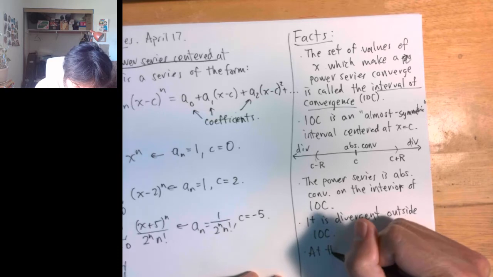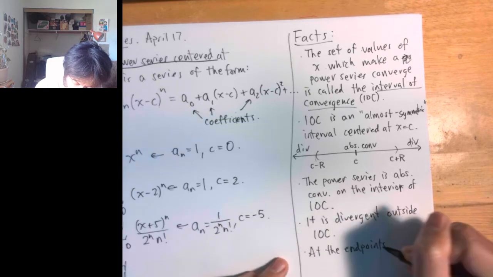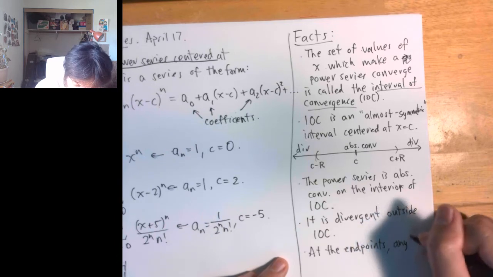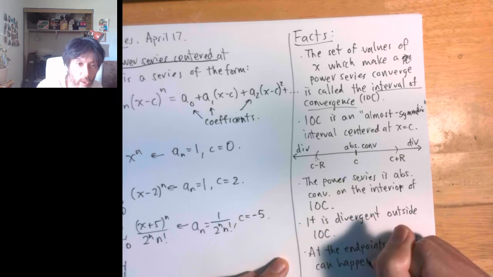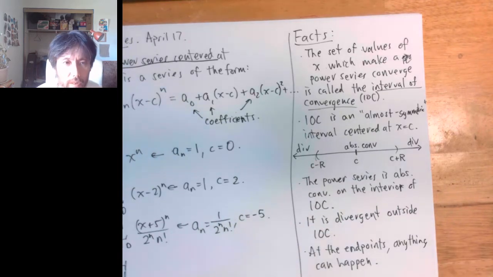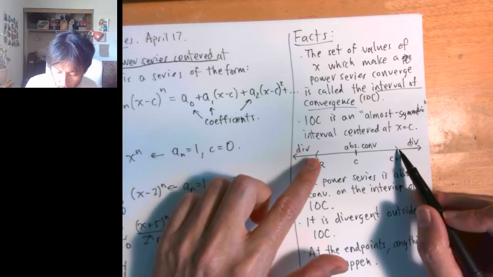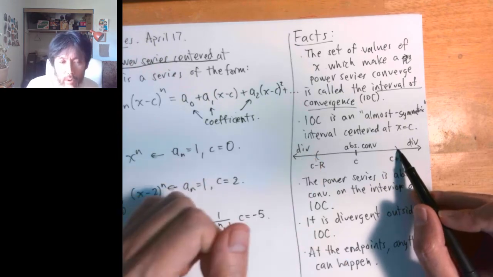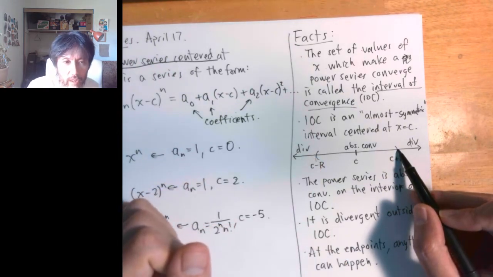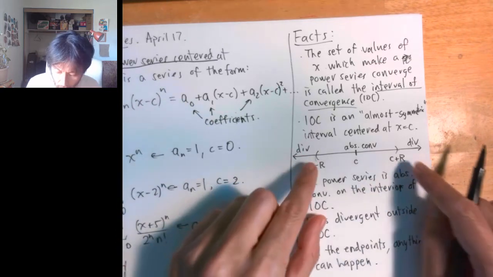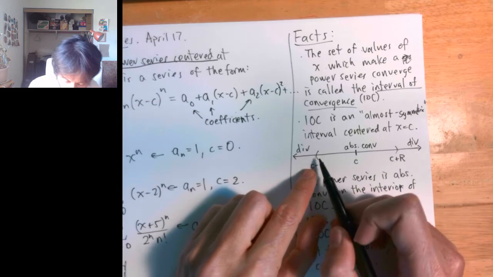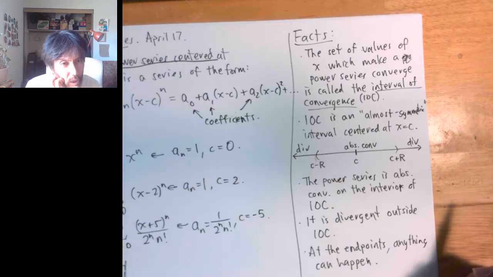At the endpoints, literally anything can happen. And that's what I sort of mean by this almost symmetric business. Because you can have, for example, a situation in which you have convergence here, absolute, conditional convergence, whatever, but straight up divergence at the other endpoint. So it's not symmetric, right? Because if we have convergence here and divergence there, that's not symmetry.